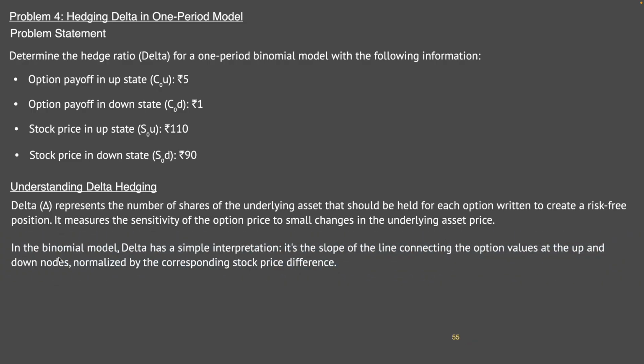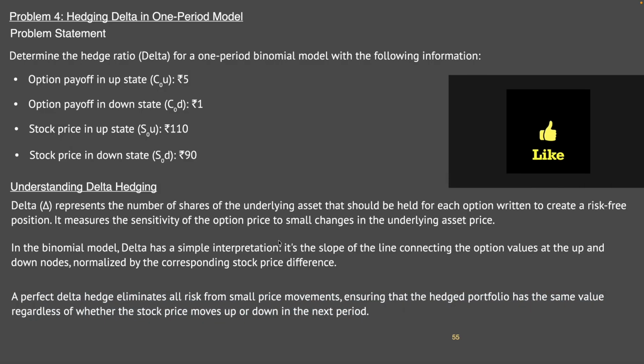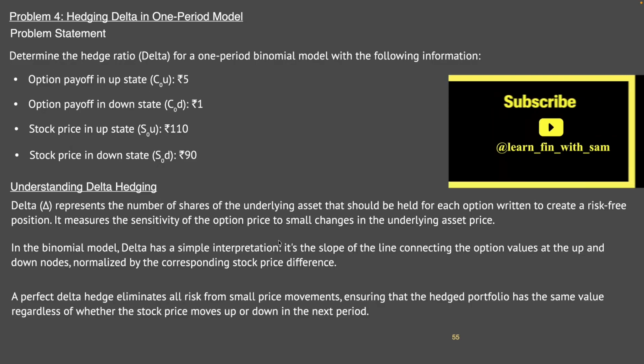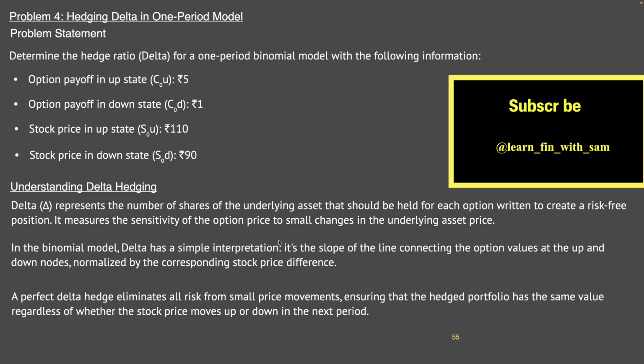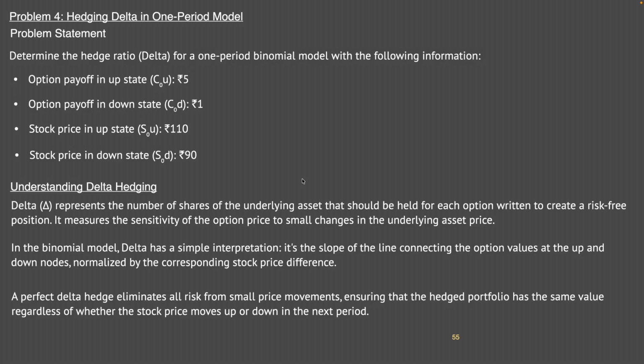As far as the binomial model is concerned, delta is nothing but the slope of the line connecting the option values at the up and down nodes, normalized by the corresponding price difference of the underlying stock. A perfect hedge, if it is there, will completely eliminate any risk, and any up move or down move in the stock price will not affect the value of the portfolio if a perfect hedge is done using the option contracts.